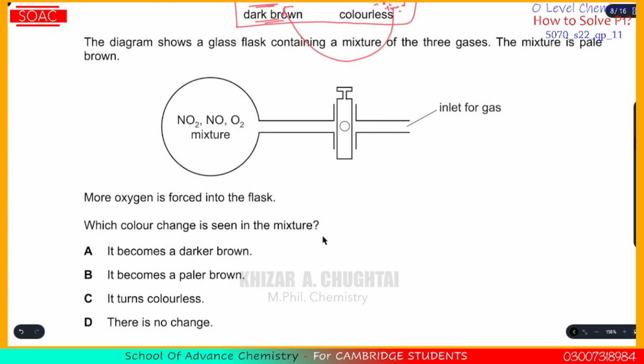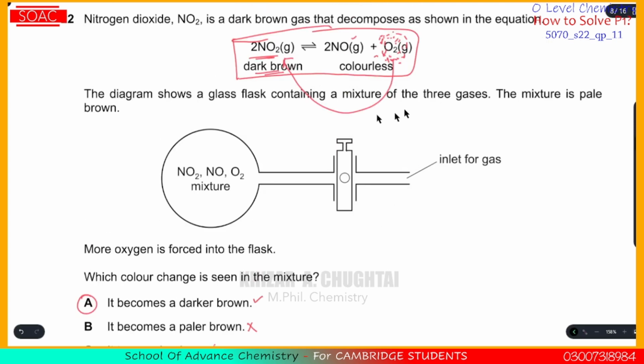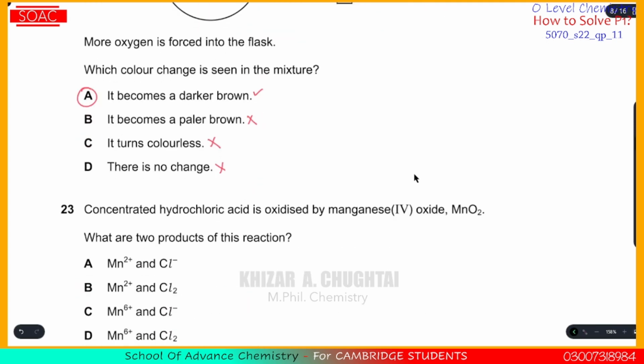Which color change is seen in the mixture? It becomes darker brown. Yes, it is correct. Pale brown, no. Colorless, no. No change, again no. A is the correct option. This question is basically about the shifting of equilibrium.